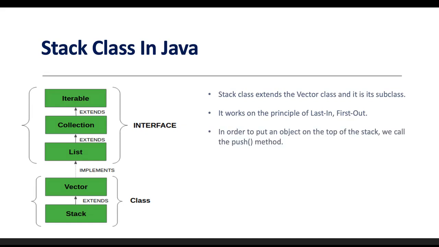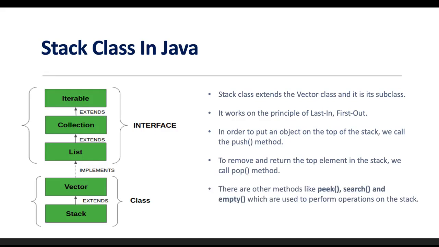In order to put an object on the top of the stack, we call the push method, and to remove, or you can say return, the top element in the stack, we call the pop method. So these are the two main methods available in the Stack class. One is the push method to add an element inside the stack, and the other is the pop method, which removes, or you can say returns, the top element in the stack. So basically it will get the element and also remove the element from the stack. We will see this with the help of an example in a minute.